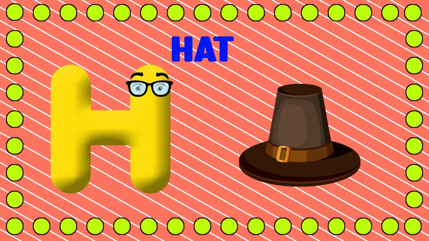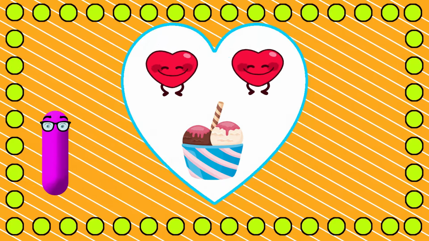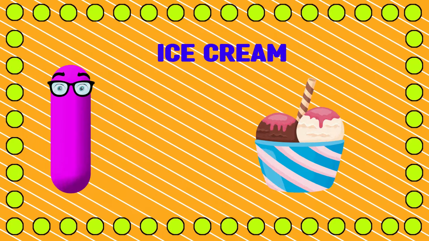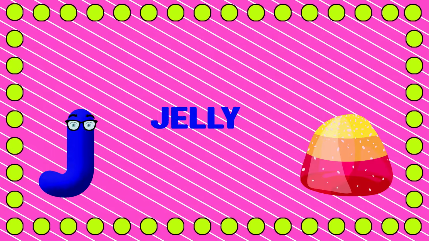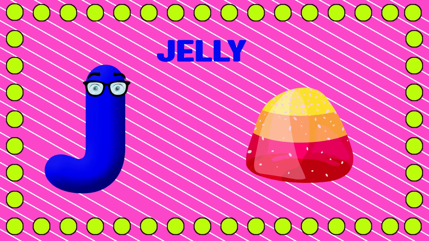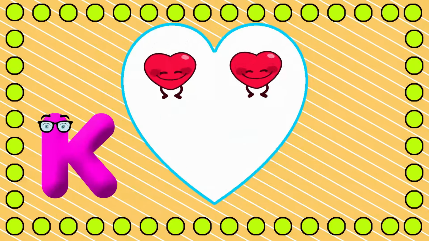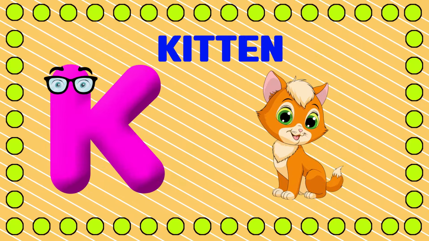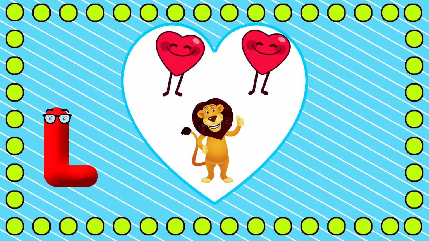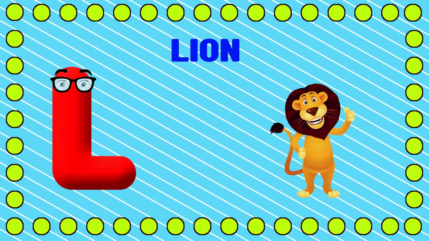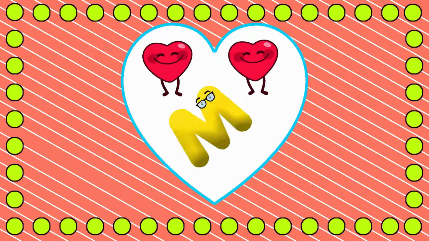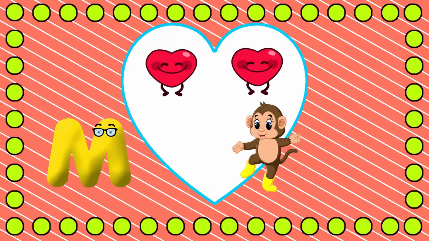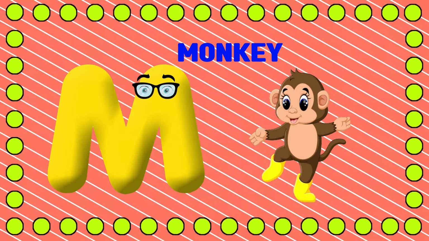I is for ice cream. I, ice cream. J is for jelly. J, J, jelly. K is for kitten. K, k, k, kitten. L is for lion. L, l, l, lion. M is for monkey. M, m, m, monkey.